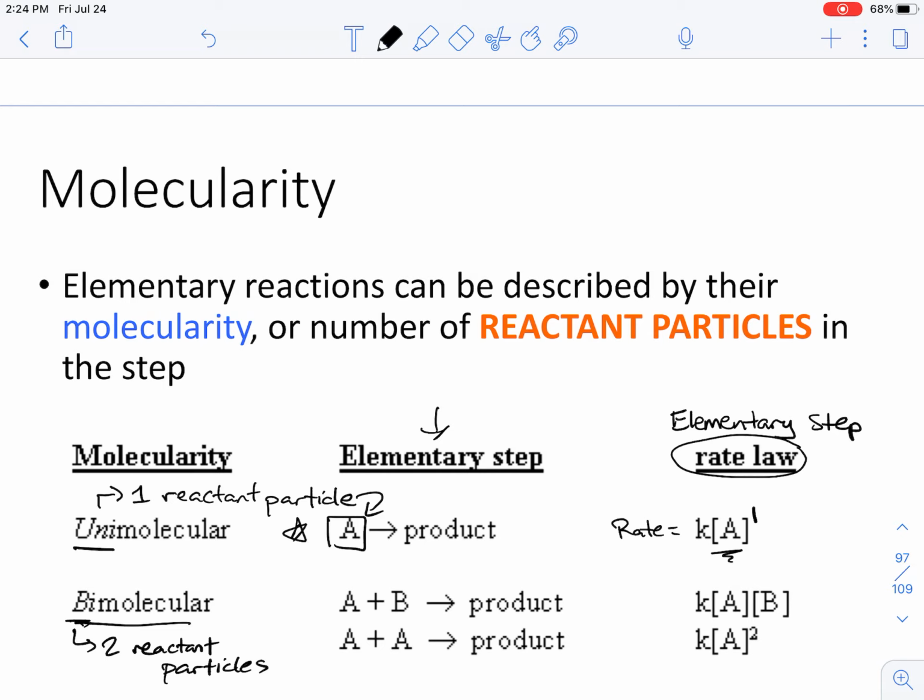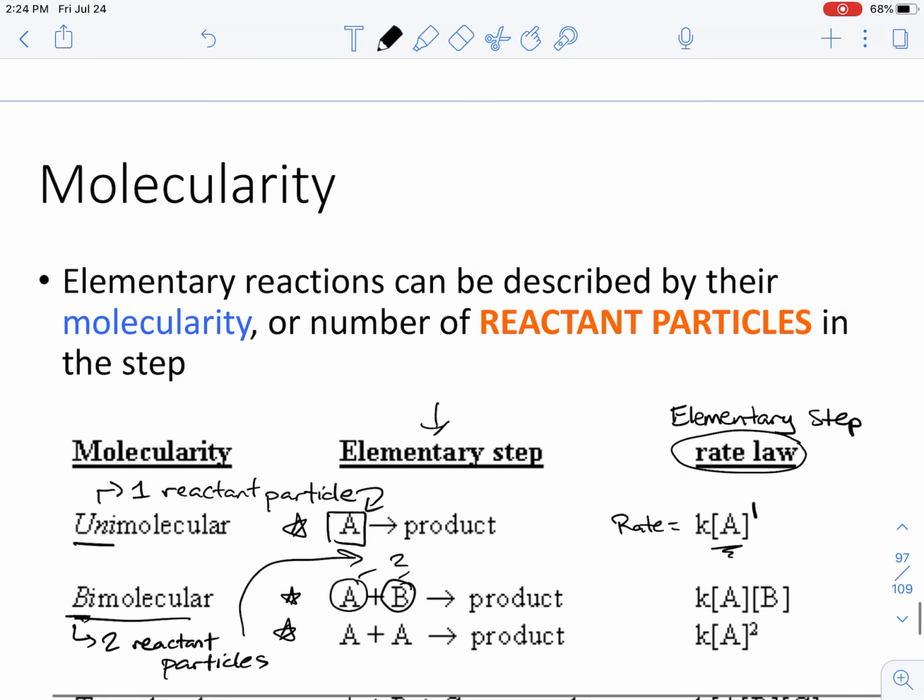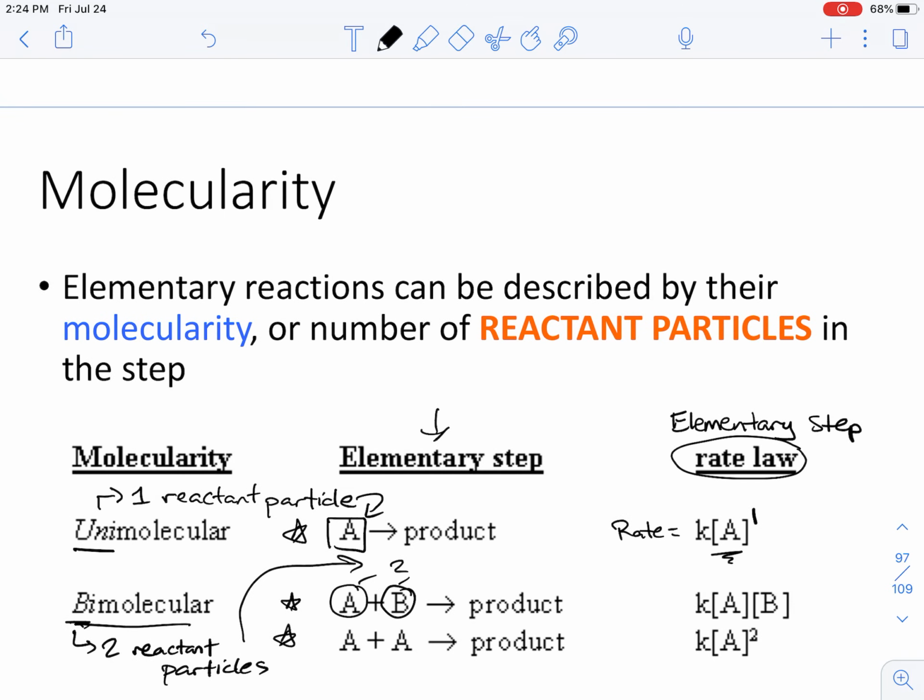And so if you guys are looking at some of these examples, notice that here you have one reactant particle and a different reactant particle. But overall, you have two reactant particles. And so there's another way for you guys to get two reactant particles, which is two of the same compound.